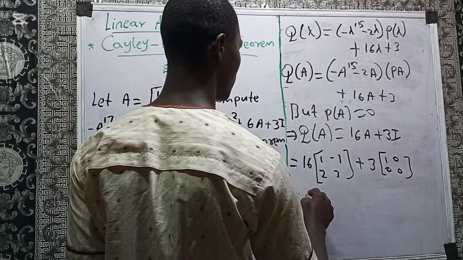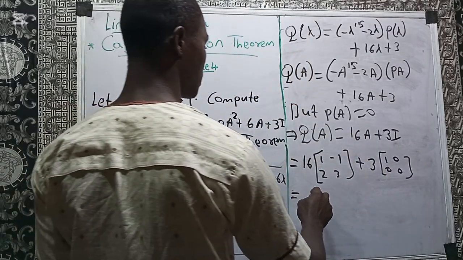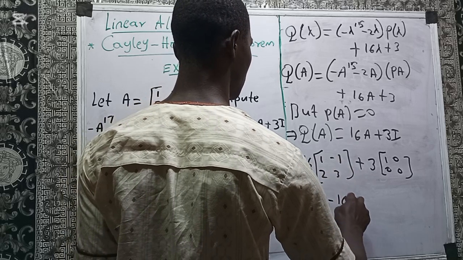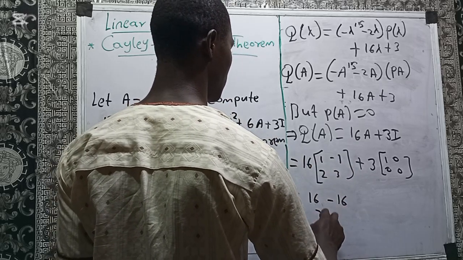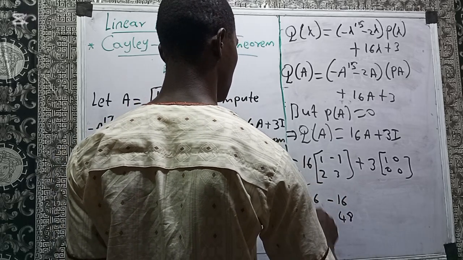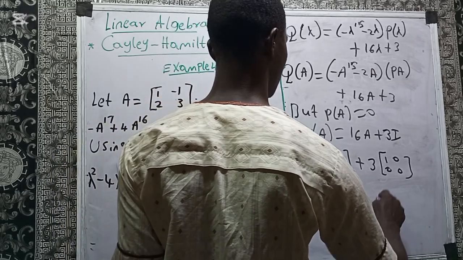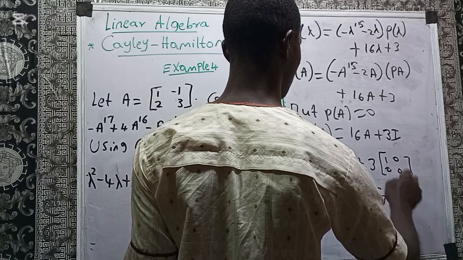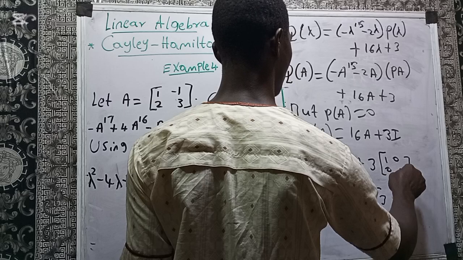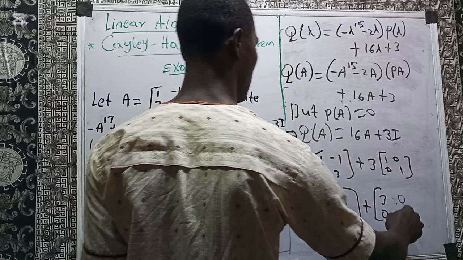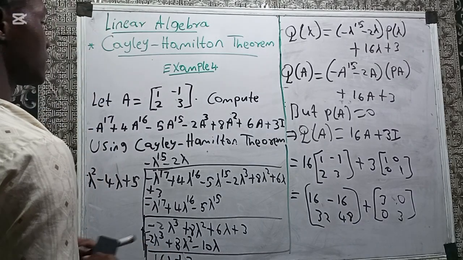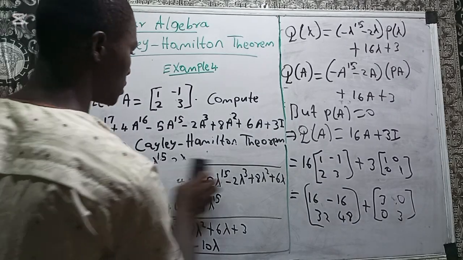So this is what we have. So 16 multiplied by 1 is 16. 16 multiplied by negative 1 is negative 16. 16 multiplied by 2 is 32. 16 multiplied by 3 is 48. Then plus 3 multiplied by 1 is 3. 3 multiplied by 0, 0. 3 multiplied by 0, 0. Sorry, we have 1 here. 3 multiplied by 1 is 3. Right? So this is what we got.